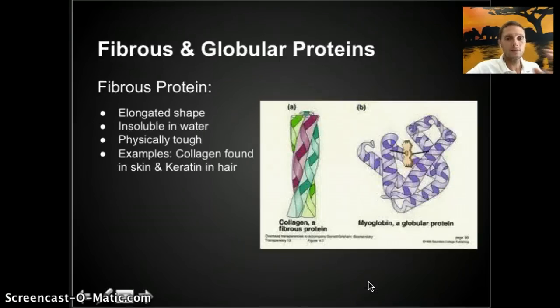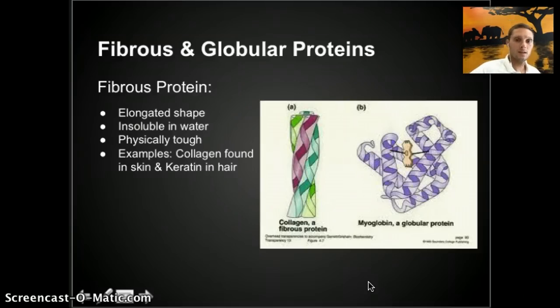In looking at the different structures and different types of proteins, we've got fibrous, as we already mentioned, and globular proteins. The fibrous proteins are insoluble in water. They have a longer, elongated shape. They're physically tough. Collagen is a good example, found in skin, and keratin in hair is another example. These are more tough proteins.